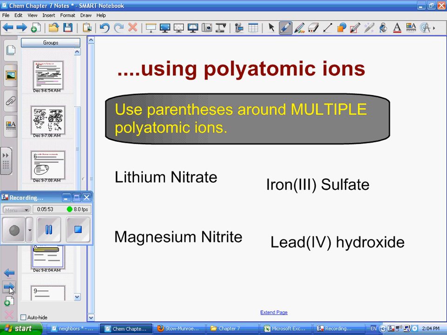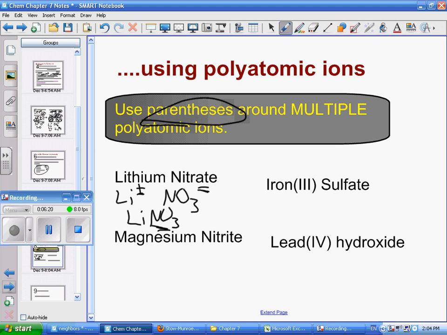Next, using polyatomic ions. Whenever you have polyatomic ions and you have more than one, you have to use parentheses. If you only have one, don't bother with it. So here, I have lithium, which is +1. Nitrate, when you look it up, is -1. It's a 1-to-1 charge, so it's just LiNO3. I only needed one nitrate, so I do not use parentheses. This is a good final answer.